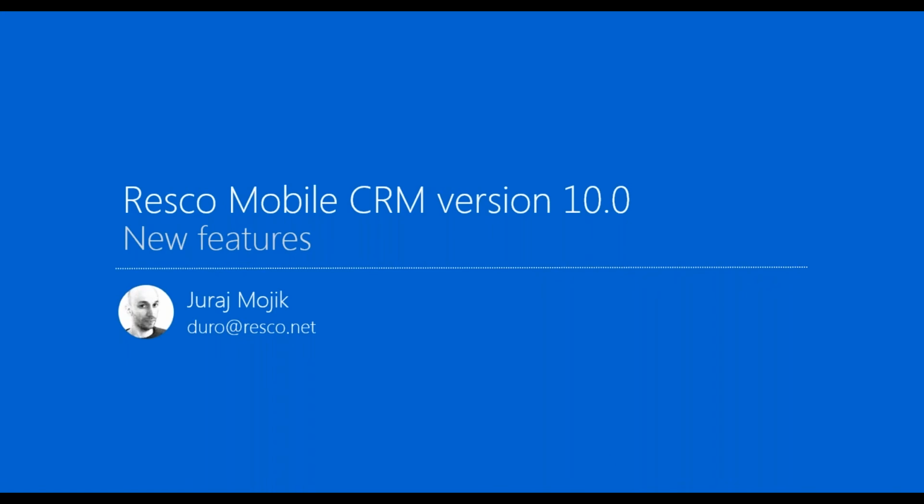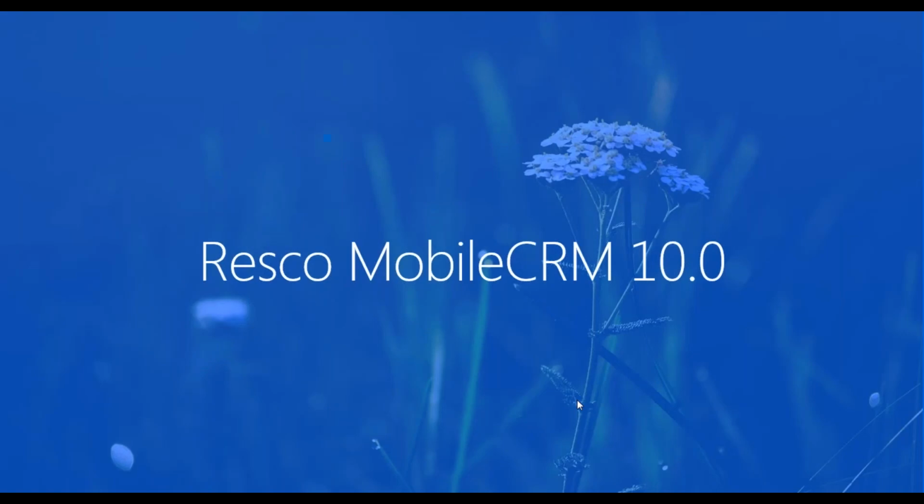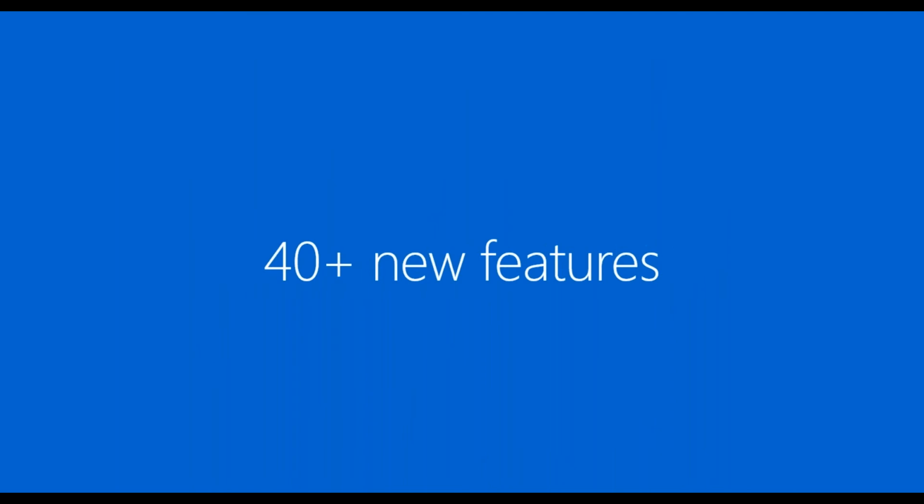So I'm going to start right away with Resco Mobile CRM 10.0, our spring release for 2017. As usual, it was released in the first quarter of 2017, April 6th. And it's really feature-packed, 40 new features, and this time quite big ones, ones that I think will bring a lot of additional value to your already existing projects or the projects you are only starting to work on.